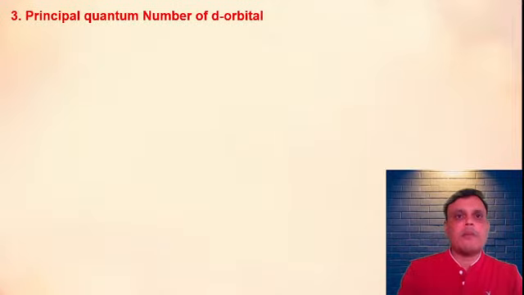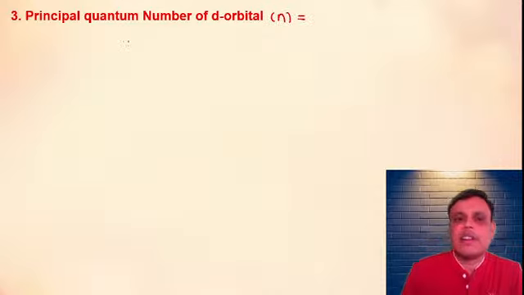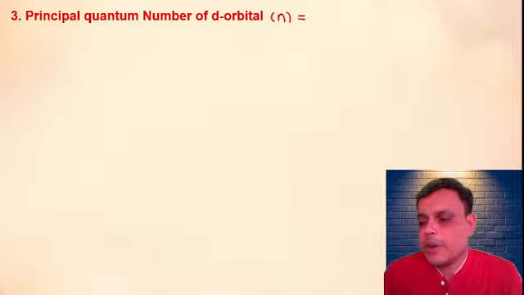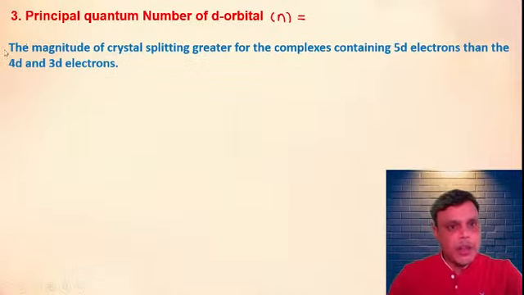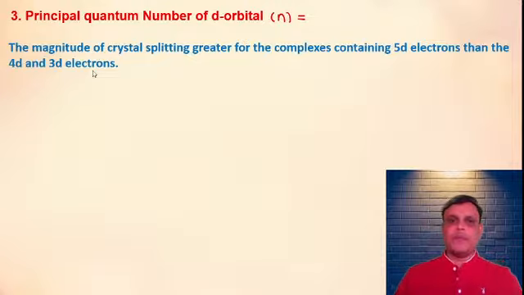That is the principal quantum number of the orbital, which is n. Let us see how this principal quantum number affects the magnitude of 10 Dq. Here the magnitude of crystal field splitting is greater for the complexes containing 5d electrons than the 4d and 3d electrons. Okay, understood?